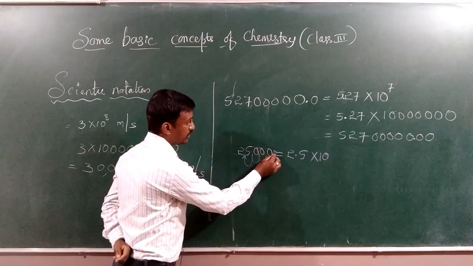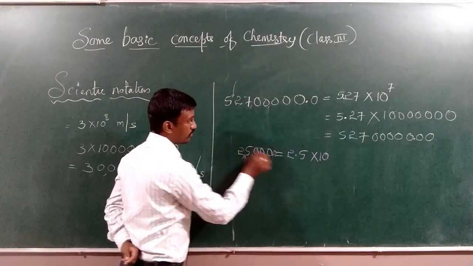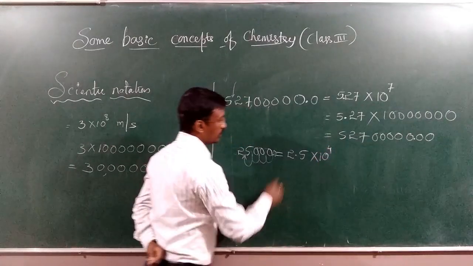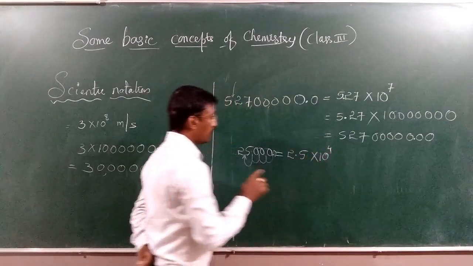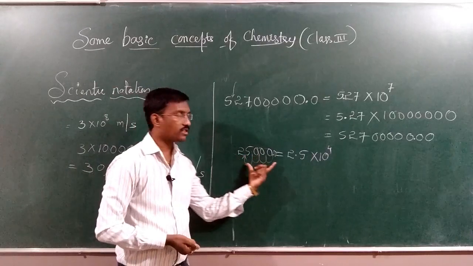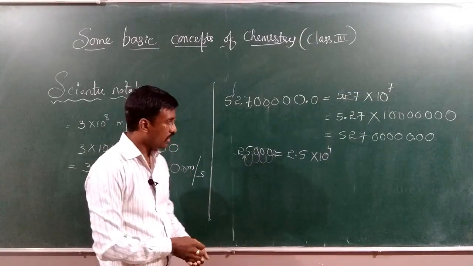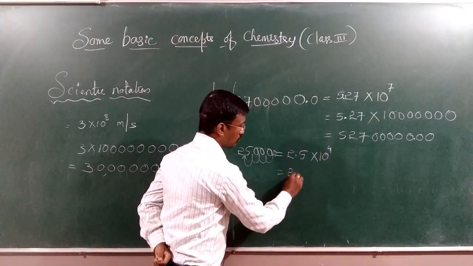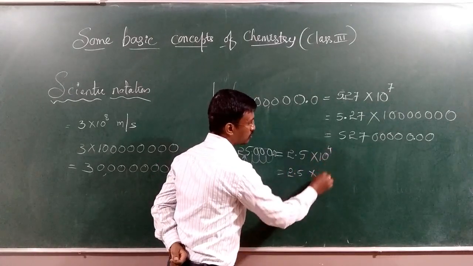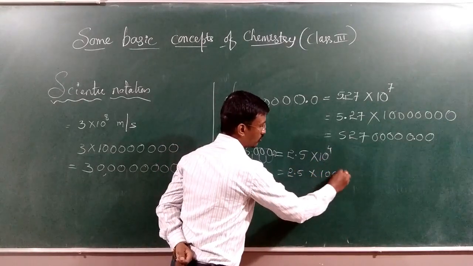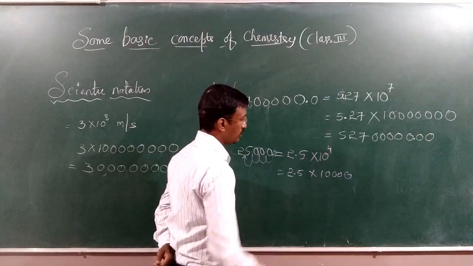How much have I shifted? From here, 1, 2, 3, 4. Therefore 10 raised to 4. 2.5 into 10 raised to 4 is nothing but 25,000. How? Just look here. 10 raised to 4 is nothing but 1, and after that you have to write 4 zeros, which means 10,000.